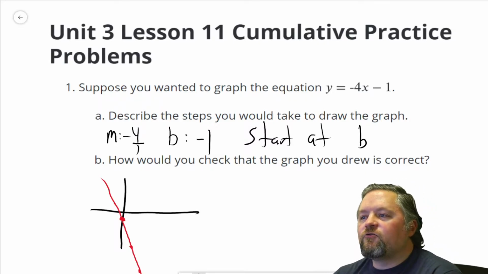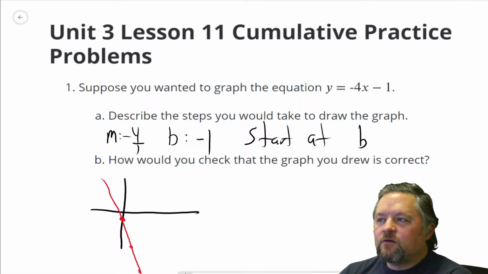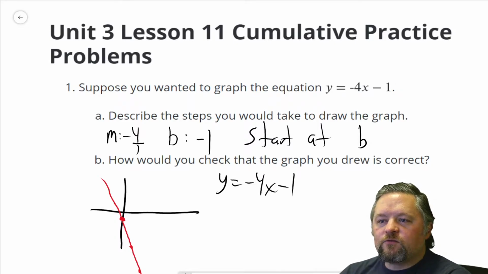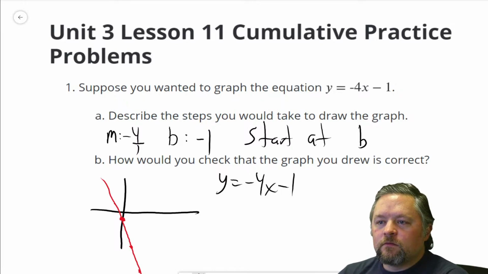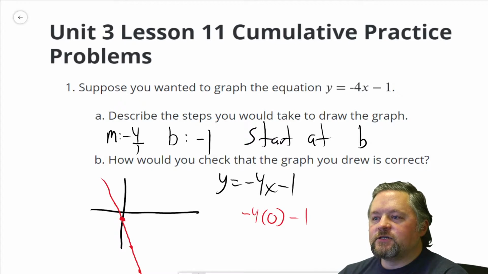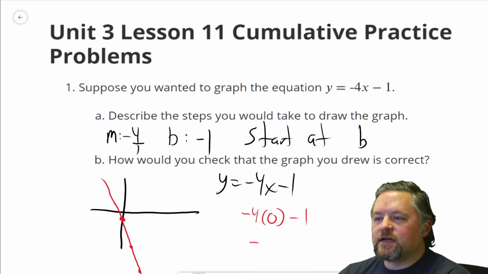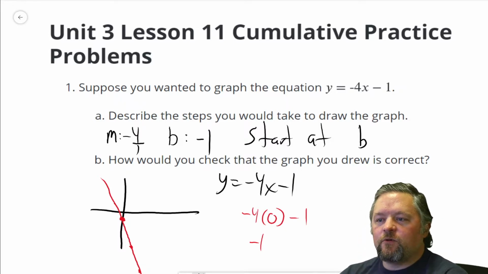How would you check that the graph you drew is correct? Well, what could we do about that? We know the equation is y equals negative 4x minus 1. We go through the point (0, negative 1), so I could try substituting 0 and see if I get out a y value of negative 1. Negative 4 times 0 is 0. Minus 1 is negative 1. So that works.